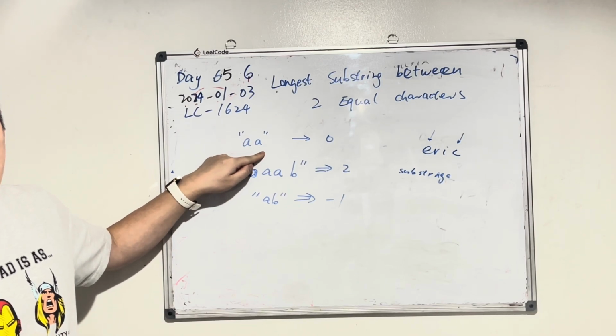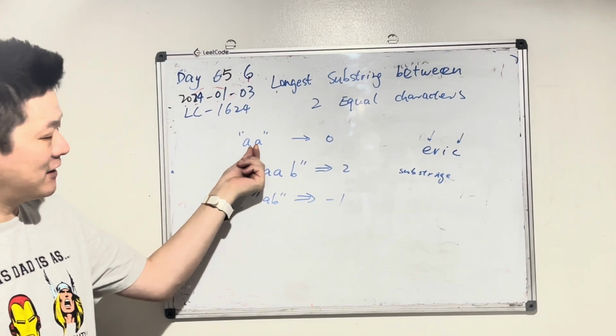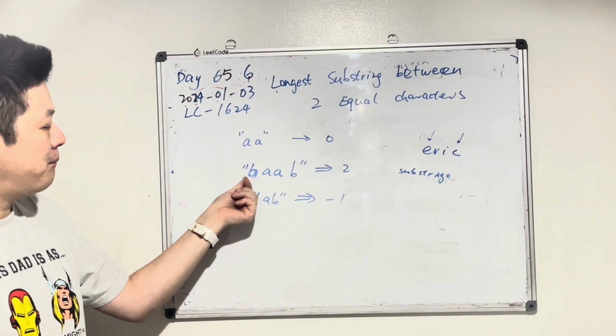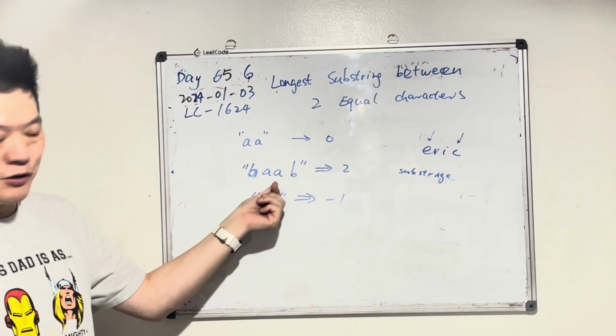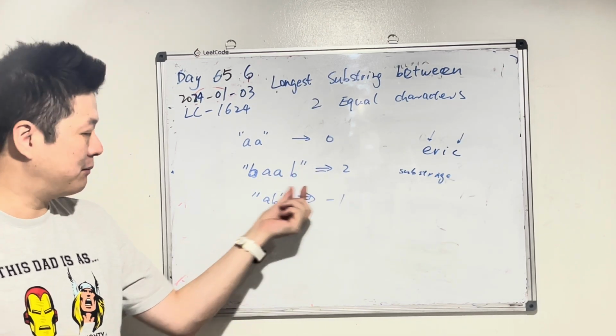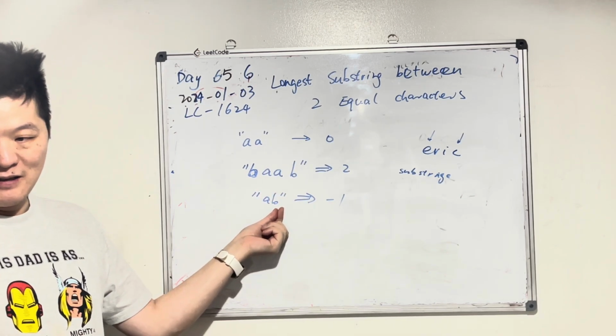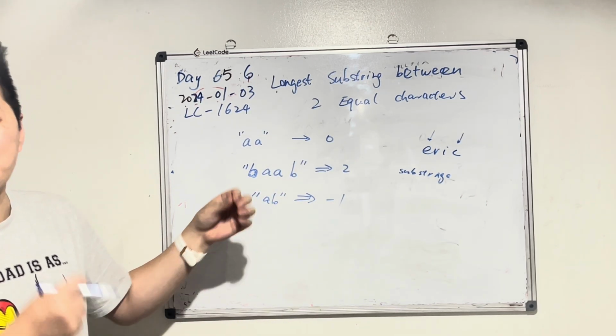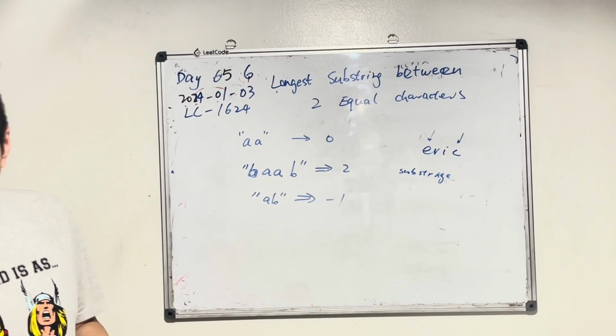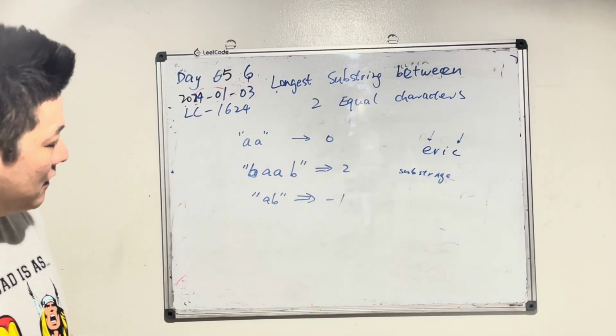So the longest substring is 0, because there are no characters between, okay? For the next one, the longest substring is AA, there are 2 characters, right? For AB, it's -1, because we don't have 2 equal characters, okay?